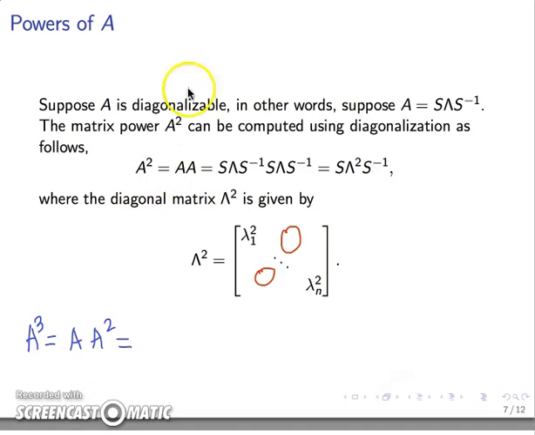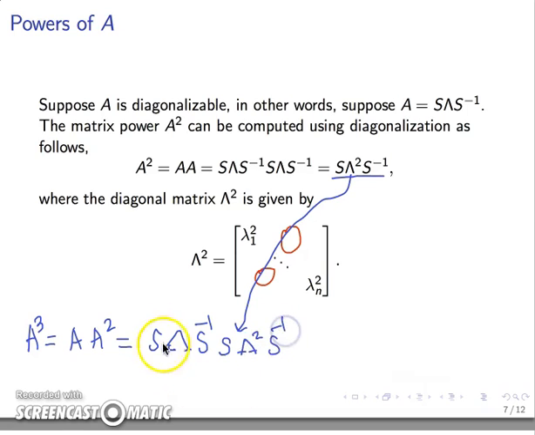So A is, as we computed before, S times lambda times S inverse, and A squared is given by S times lambda squared times S inverse. So we could very easily simplify S inverse times S, and this leads to S times lambda squared times lambda, which is lambda cubed, or to the third power, multiplied by S inverse. So we could easily write a proof using mathematical induction. If you're not familiar with mathematical induction, that's okay, but the idea is that you would see a pattern, right?